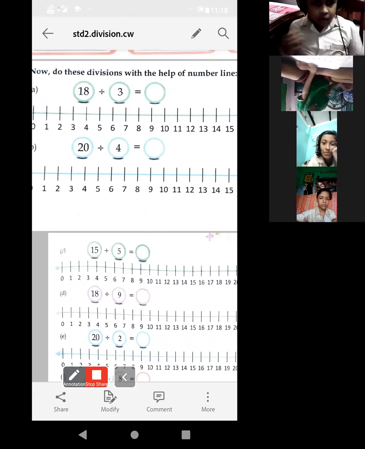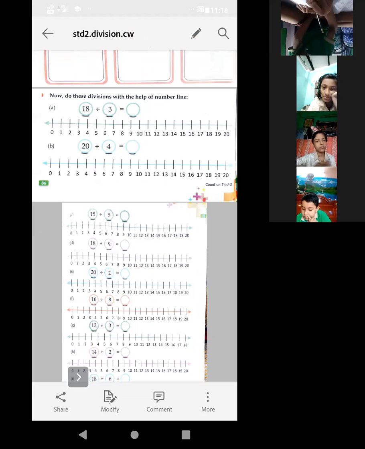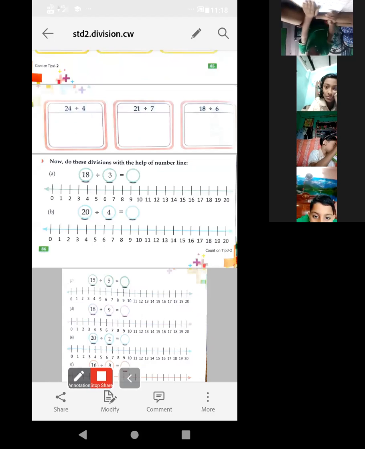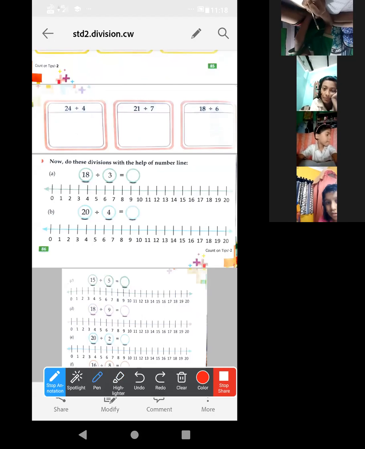The first one, all of you open number 86. The first one, how to jump or how to move. Look. And we have to check how many times we are moving. Okay, it is given 18 divided by 3, right? So what to do? At first we have to check where is 18.